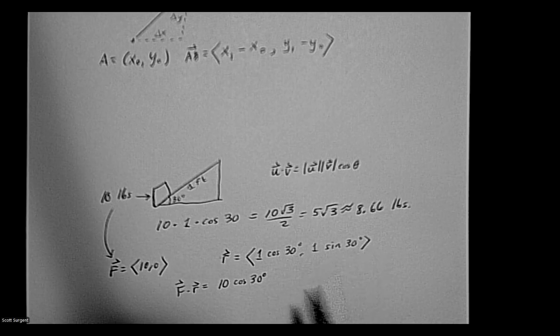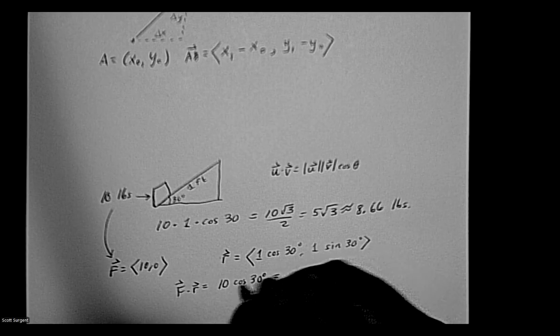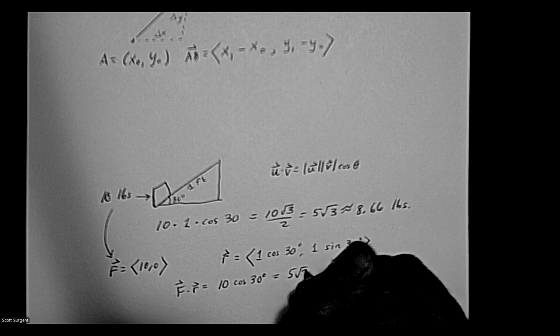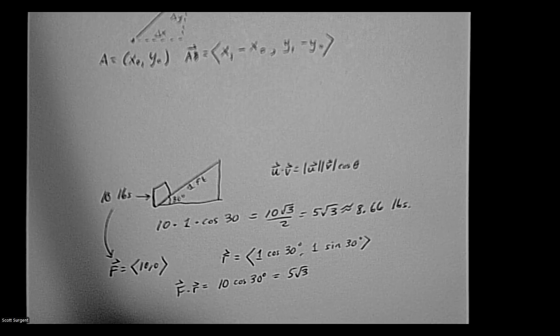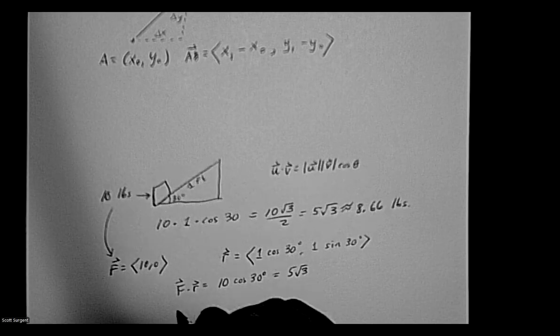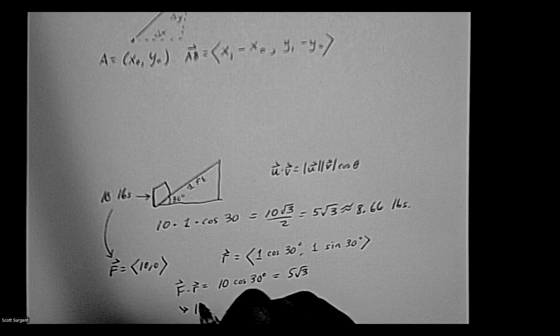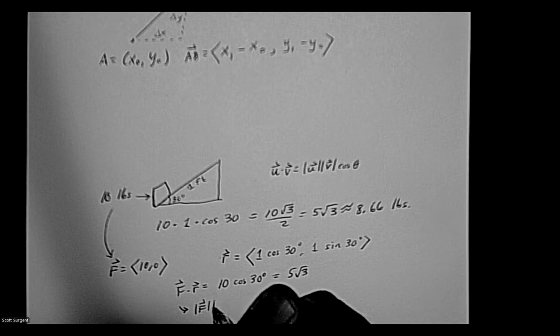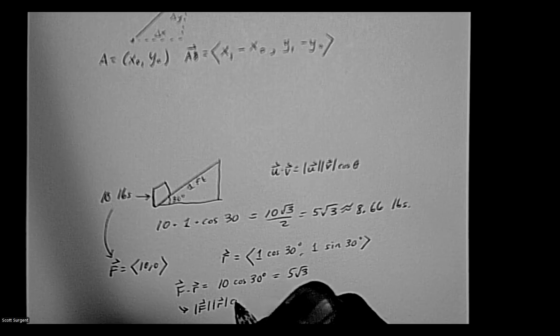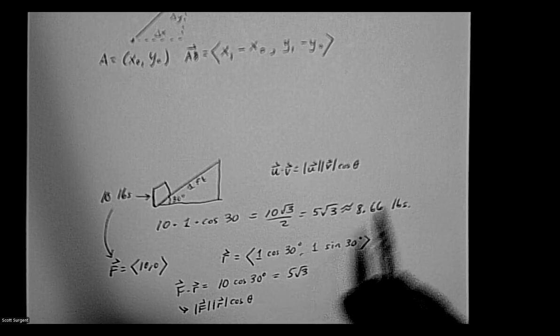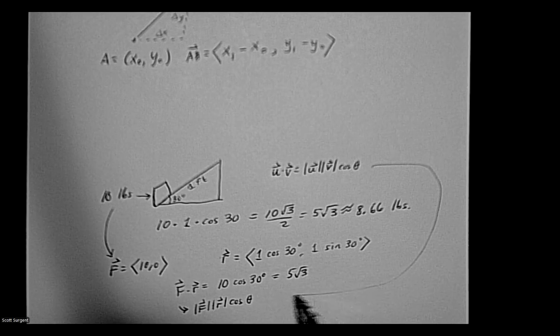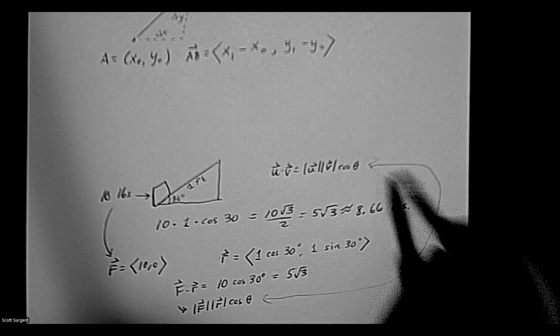And I get the same thing I had up here, which is going to be rad 3 over 2. I have to kind of memorize that one. Yes, rad 3 over 2, so the 5, you get 5 rad 3. But remember also that by definition, the dot product is mag F times mag R cos of the angle. So that's why this formula here from physics can easily be adapted.